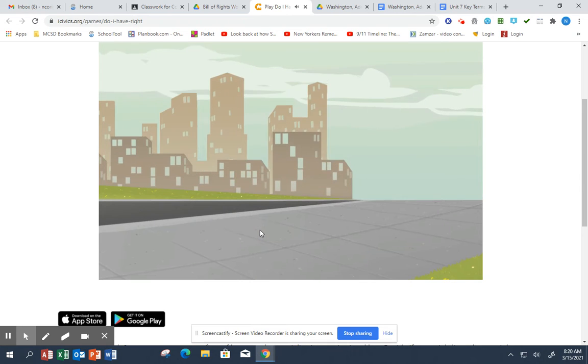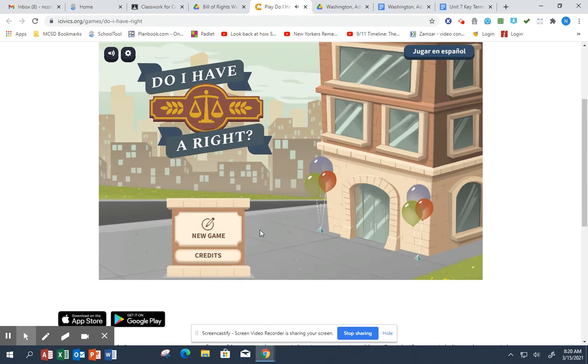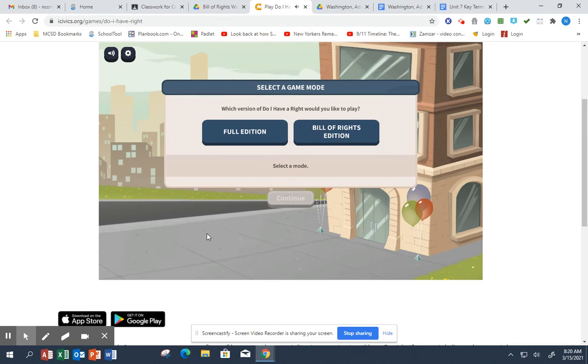I'll make sure that I mention that tomorrow, but it's going to get you to this screen where you can click new game. The important thing I want you to make sure you do is select the Bill of Rights edition, because it only talks about the first 10 amendments, and that's what we're talking about. Please make sure you click on the Bill of Rights edition, and you should be good to go. You'll be able to play that for the duration of class, guys.